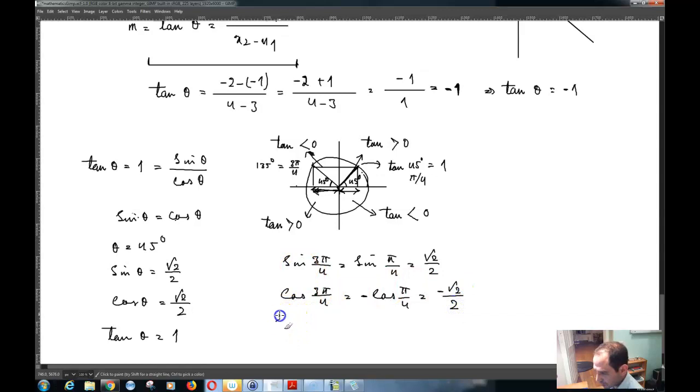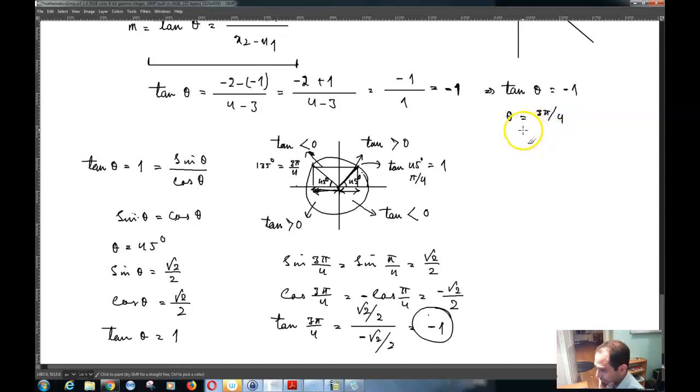Now that means that tan of 3 pi by 4 is sine of 3 pi by 4 divided by cos of 3 pi by 4, which is square root of 2 by 2 over negative square root of 2 by 2, which is equal to negative 1. And that's exactly what we were looking for over here. So that means that your angle theta is equal to 3 pi by 4.